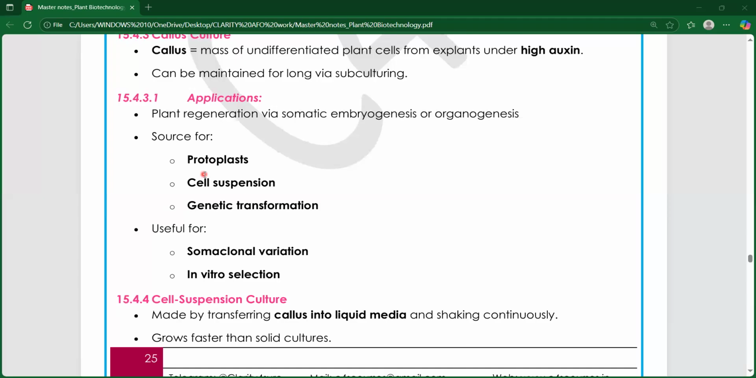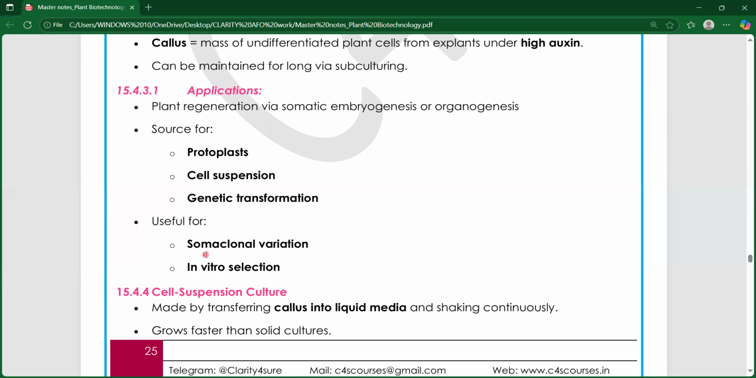Then it can be used as a source for single cell and suspension cultures. Okay, then it can also help in genetic transformation, like foreign genes can be introduced into callus tissue. Okay, then the usefulness of this culture is that it can aid in production of somaclonal variants. Okay, somaclonal variants means plants which show new heritable traits.